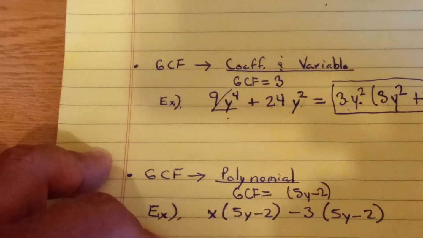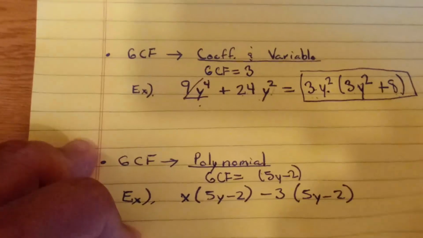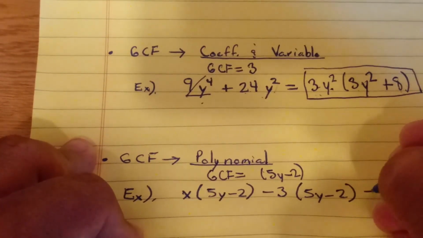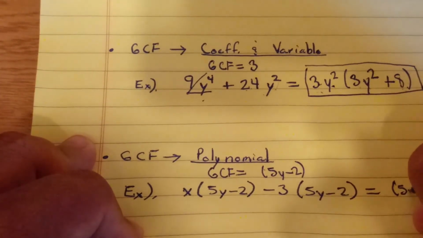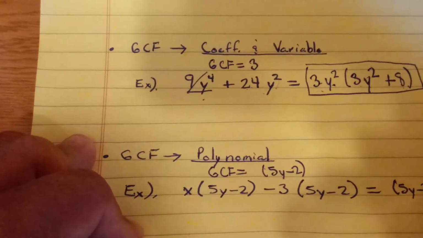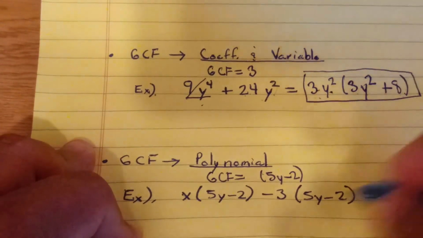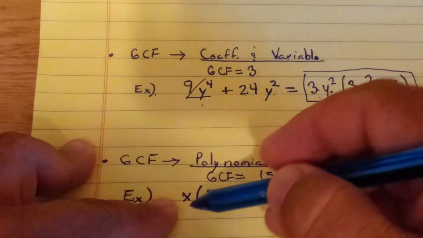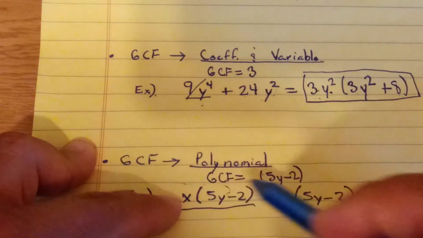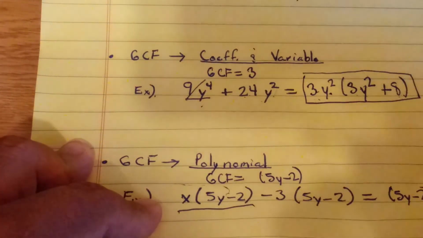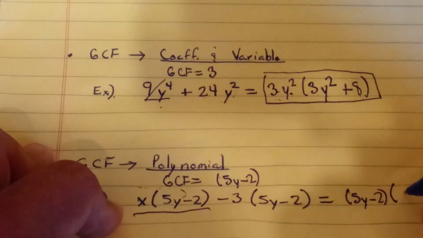And this will probably be the easiest type of factoring. So once again, this is what we're going to factor out. We're going to factor out the 5y minus 2 from both of them. So we factor it out from the first term, or essentially this part right here. In other words, we're taking it away. So we're left with x.